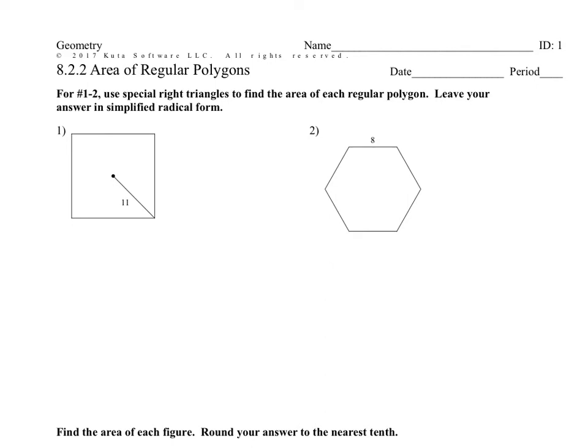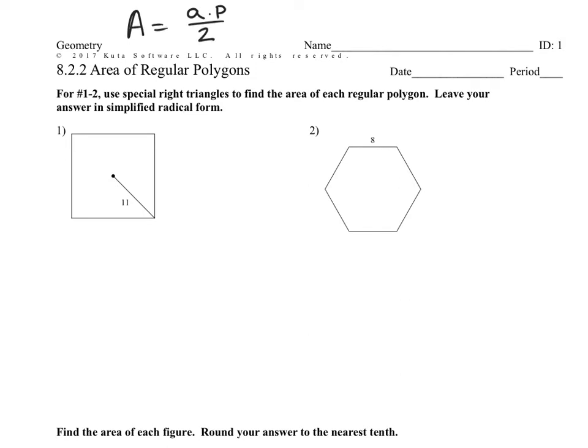All right, this is 8.2.2. We're going to find the area of regular polygons. Remember that we have a formula to find the area of regular polygons. In general, we're using the formula area equals the apothem times the perimeter divided by 2.